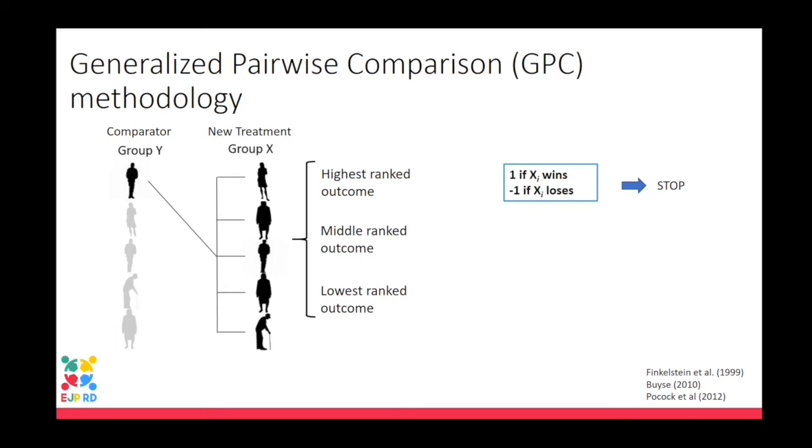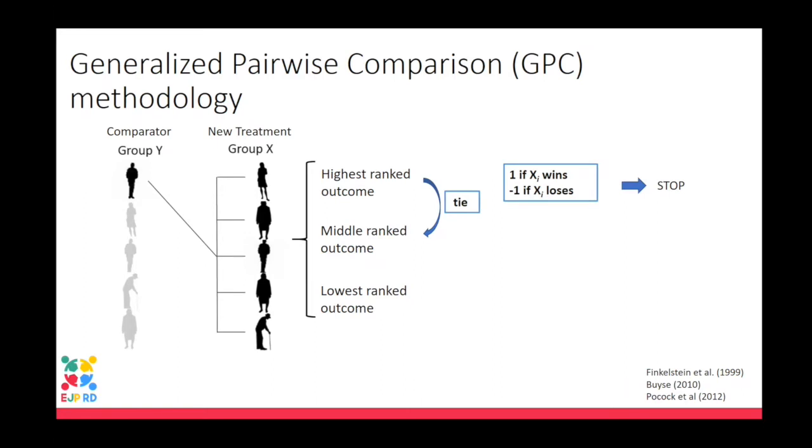If the group X here on the slide is your new treatment that you want to look at, if that patient is doing better, then that pair gets a score of 1. If the patient in group X is doing worse than the patient in group Y, the comparator, then it receives a score of -1. Then you were able to score the pair and the algorithm stops there and you go to the next pair. Now, if there's a tie, for example, for mortality, none of the two patients died, then we have to go to the next ranked outcome.